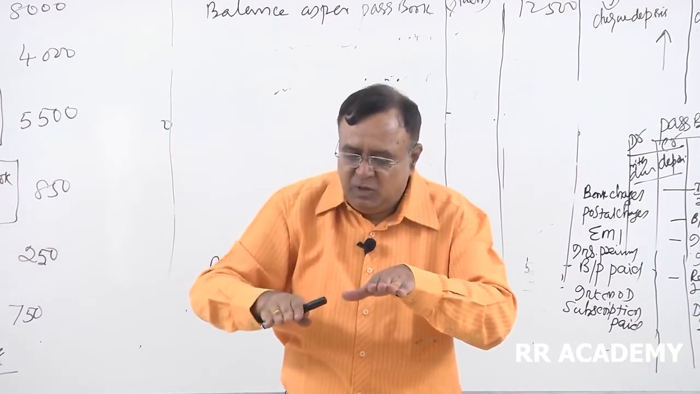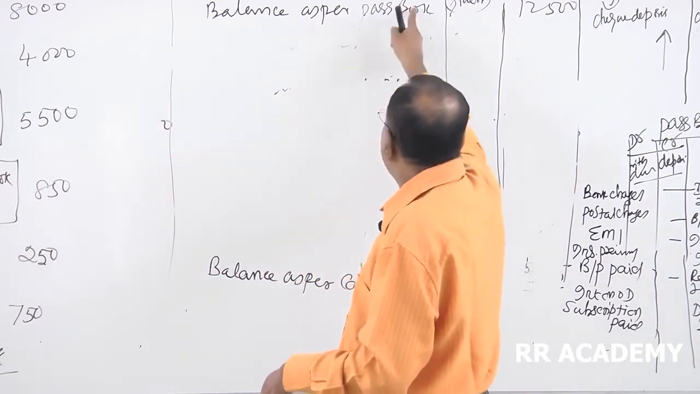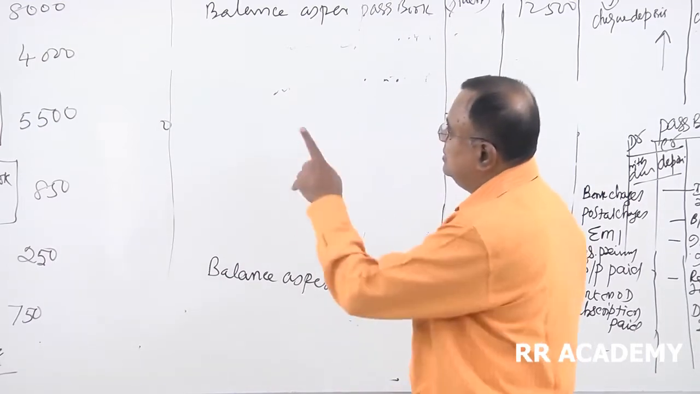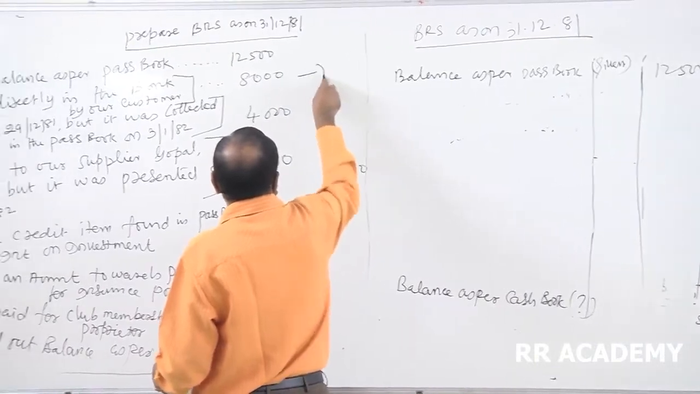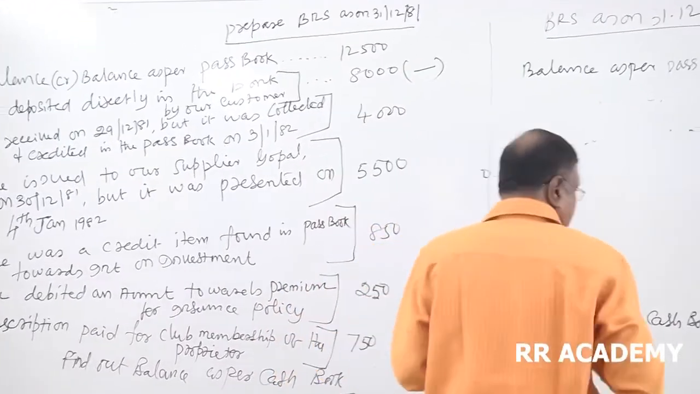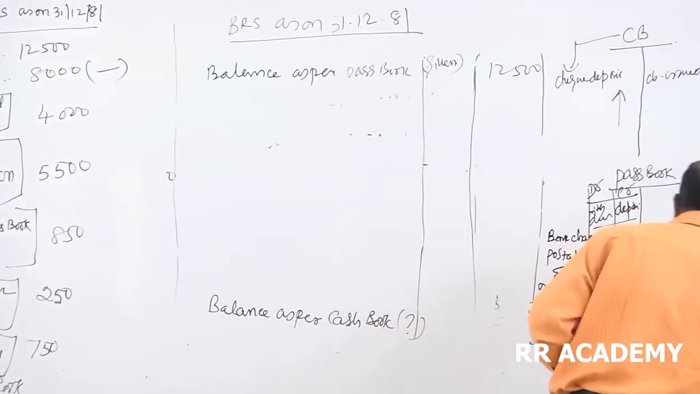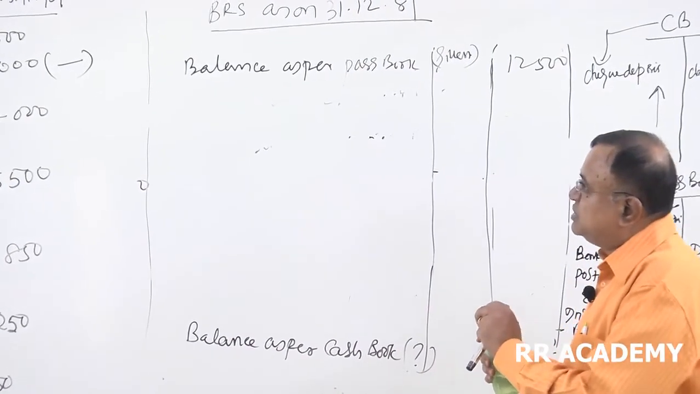So the passbook balance decreased. Passbook decrease. So therefore 8,000 less. அப்படி போட்டுக்கலாம். One by one. Then next one. Please read the next one.